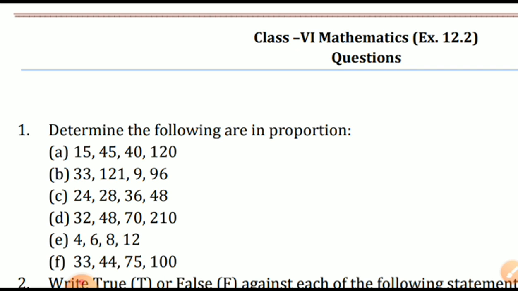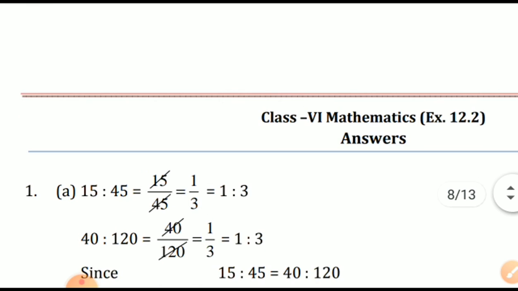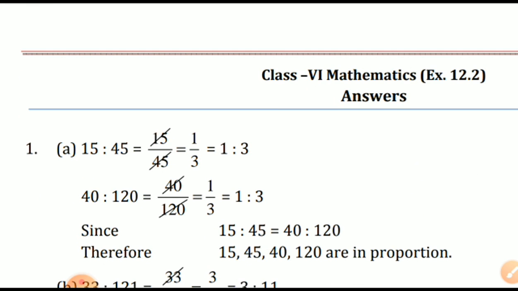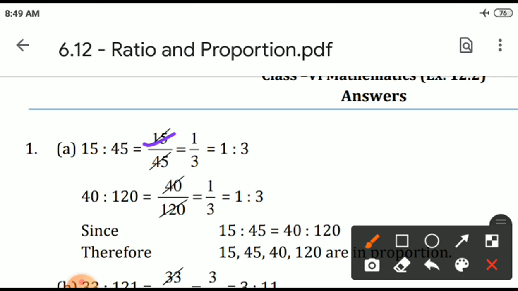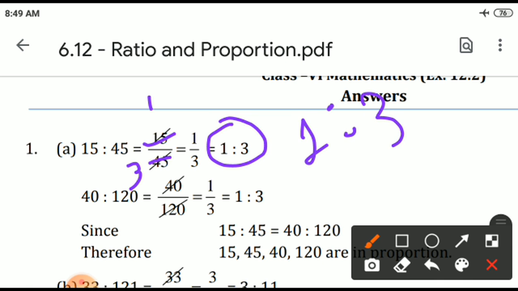15, 45, 40 and 120. Students, 4 numbers means 2 ratios. Here are the proportions. 15 is to 45, that means 15 upon 45, which gives you 1 upon 3. Why 1 upon 3? Students, 15 ones are 15, 15 threes are 45. So the answer is 1 upon 3, and in ratio format it is written 1 is to 3. How to read it, beta? 1 is to 3.